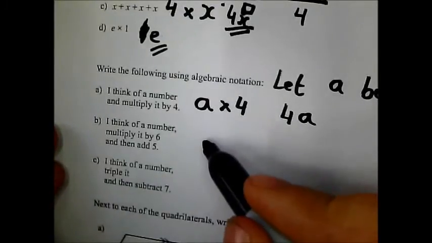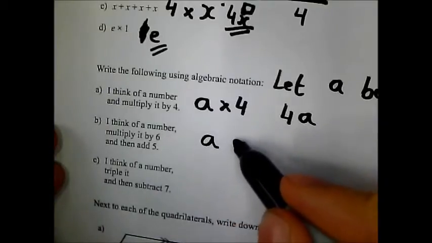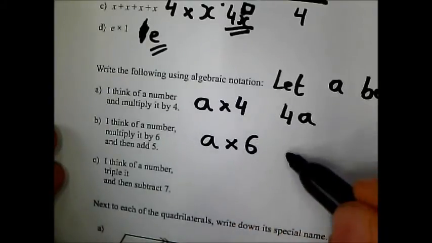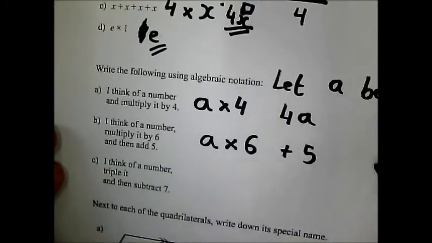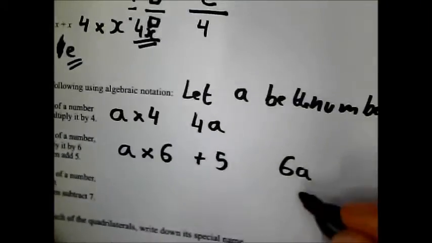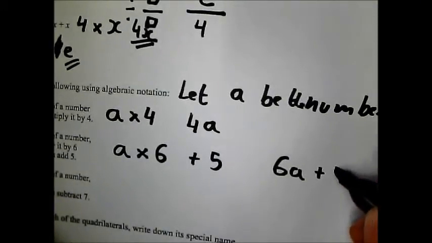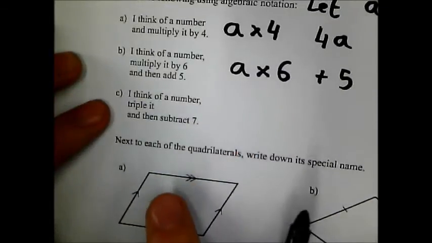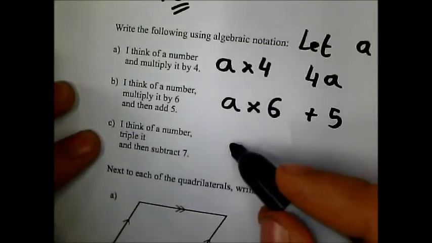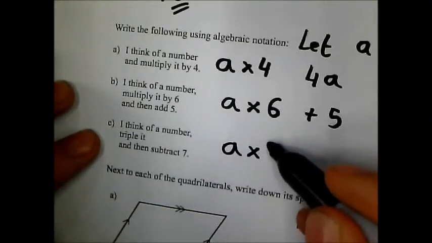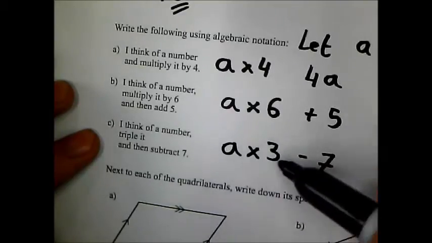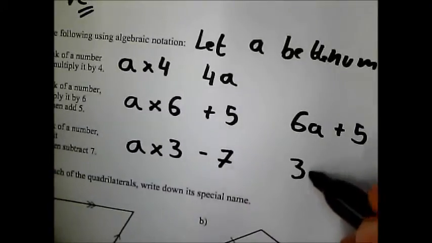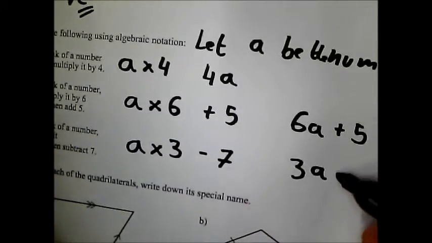Okay, for b, I think of a number, a, I multiply it by 6, and then I add 5, in that order. So I don't write a times 6, I just write 6a, and then I add 5. Okay, finally I think of a number, triple it, and then subtract 7. So I think of a number, a, I triple it, or multiply by 3, and then I subtract 7. Okay, and then I rewrite that as 3a, 3 times a, subtract 7.